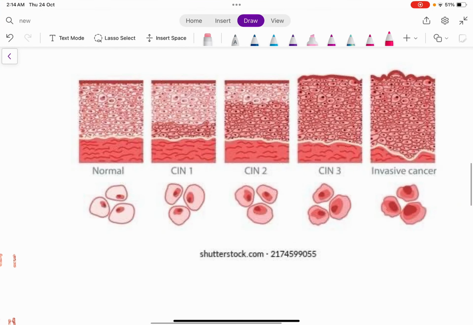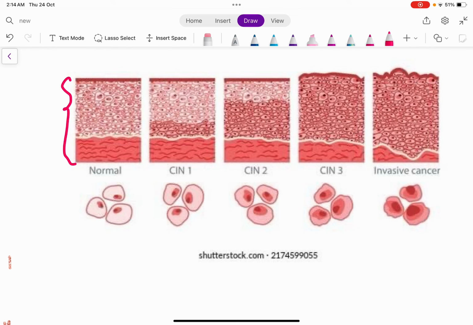Can you please give your attention here? As you can see here, this is the entire cervical thickness, and this is normal. As you can see here, 1/3 is involved. Let me use another pen. 1/3 is involved here. 1/3 to 2/3 is involved, that is CIN2. More than 2/3 is involved, that is CIN3. And this is invasive, where the membrane is also breached.